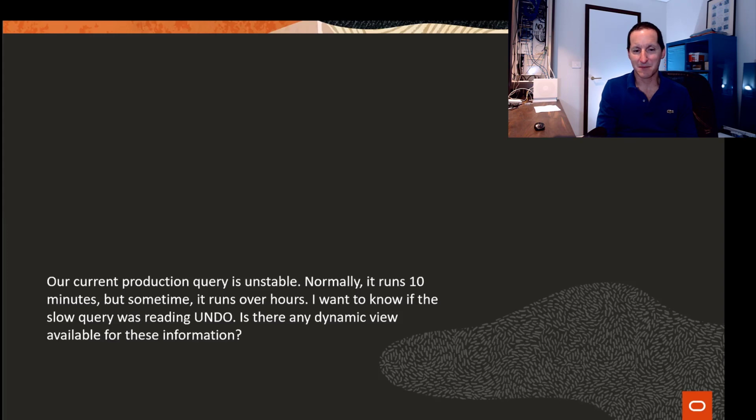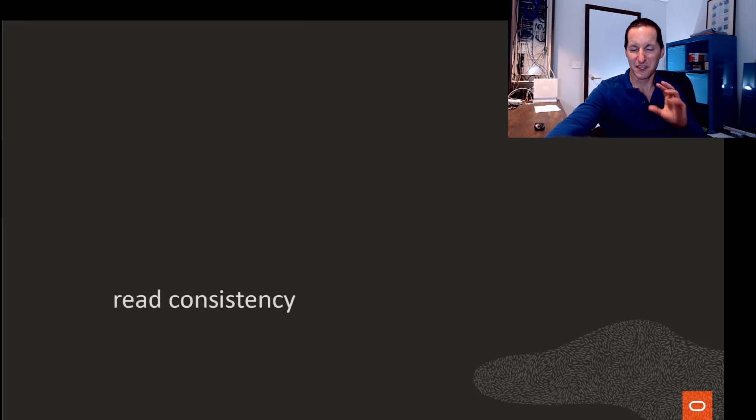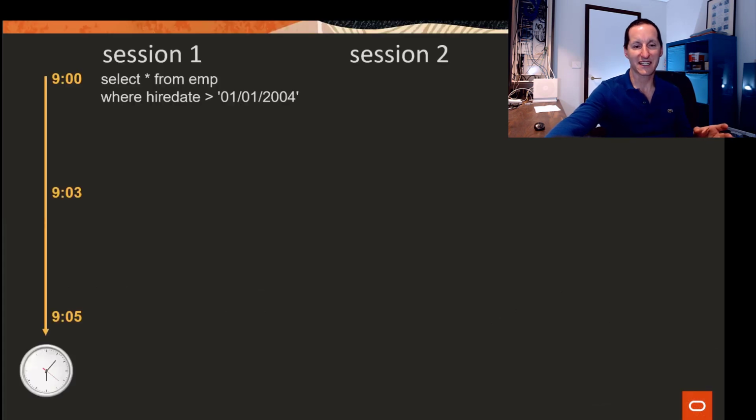Our current production query is unstable. Normally it runs for 10 minutes, but sometimes it runs over hours. I want to know if the slow query was reading undo. Is there a dynamic view available for this information? Yes, there is, but not directly. So let's talk briefly about read consistency.